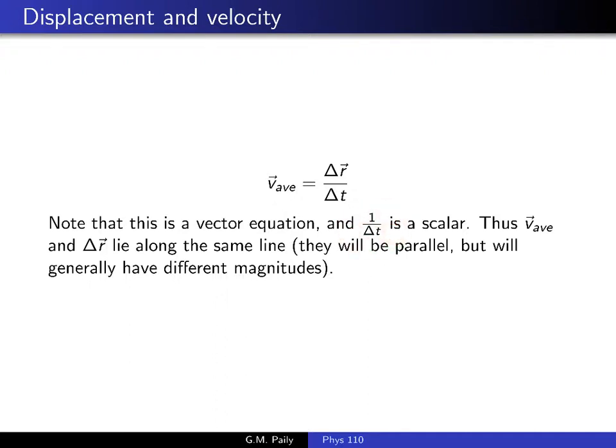But 1 over delta t is a scalar, and so all it can do is scale the vector delta r. It cannot change its direction. So v average and delta r will have the same direction, but they'll have different magnitudes and different units. Delta r is in meters, but v average, which is delta r over delta t, is in meters per second.